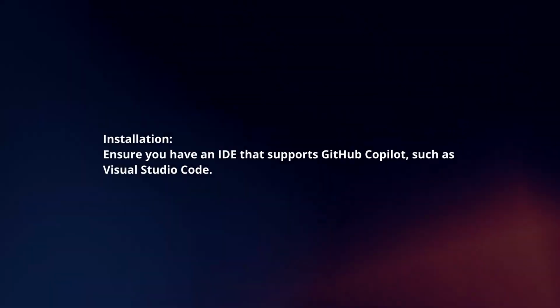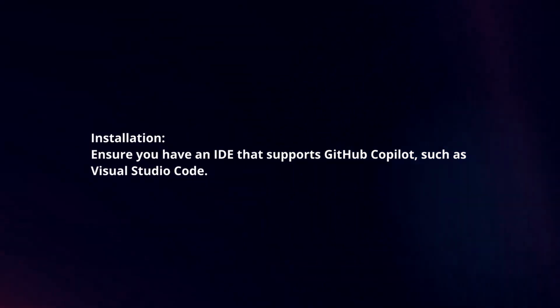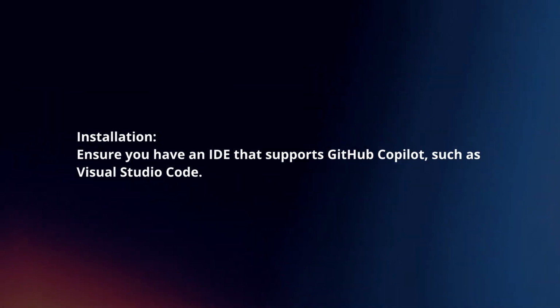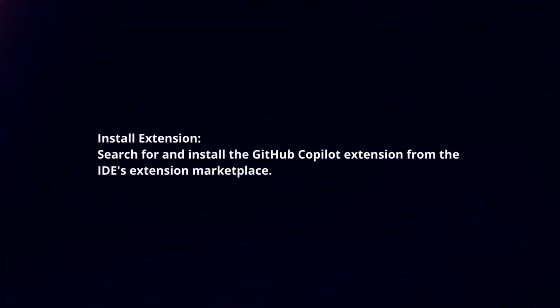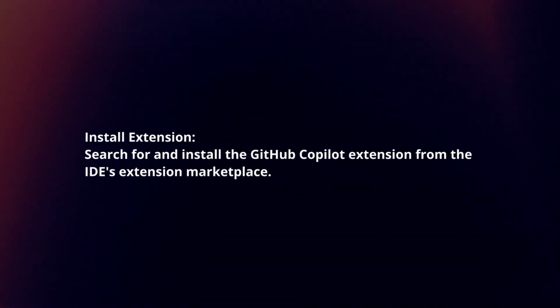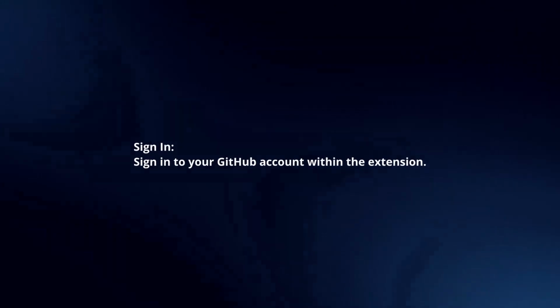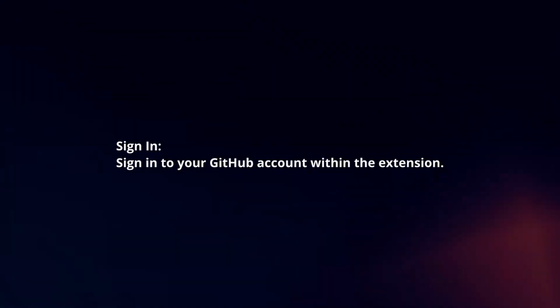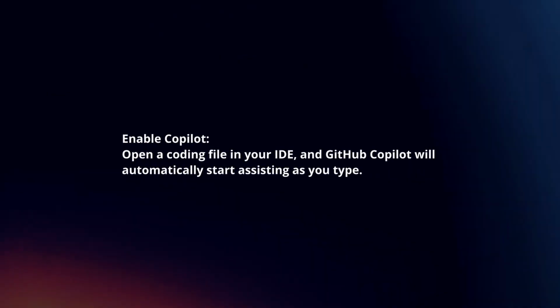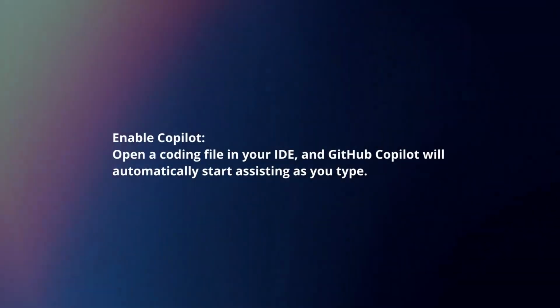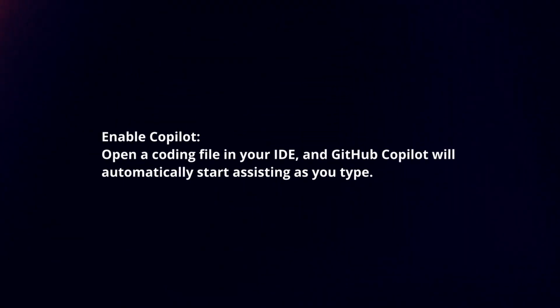Installation. Ensure you have an IDE that supports GitHub Copilot, such as Visual Studio Code. Install extension. Search for and install the GitHub Copilot extension from the IDE's extension marketplace. Sign in. Sign into your GitHub account within the extension. Enable Copilot. Open a coding file in your IDE and GitHub Copilot will automatically start assisting as you type.